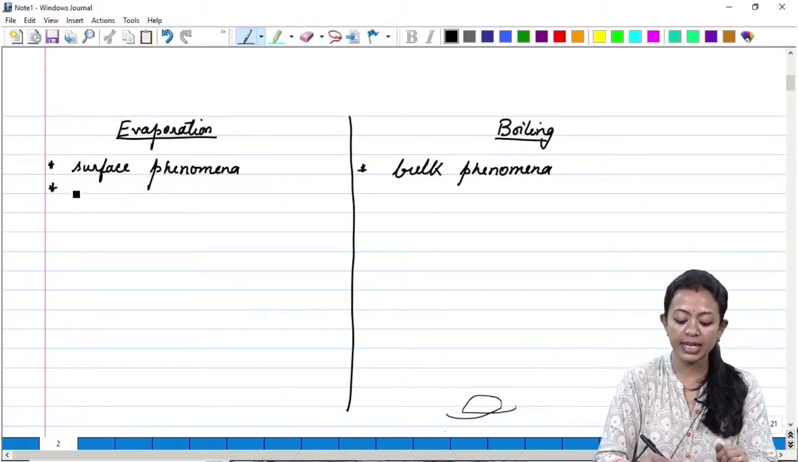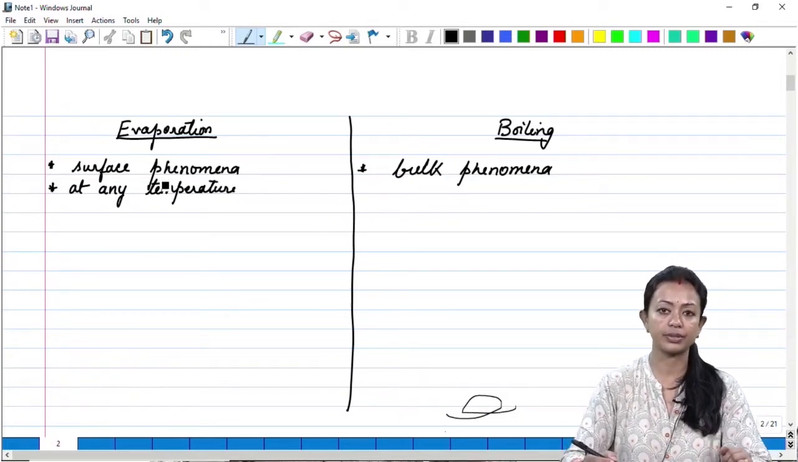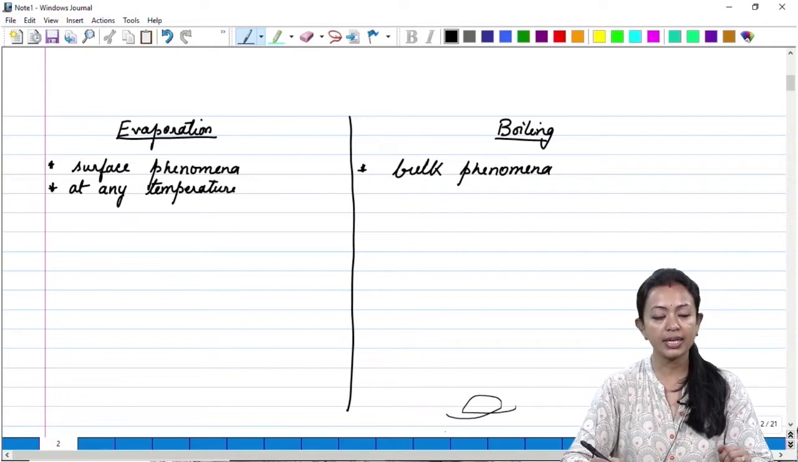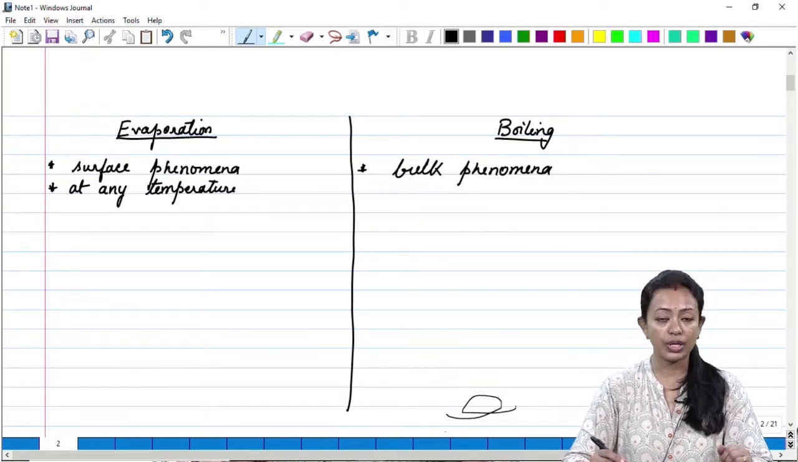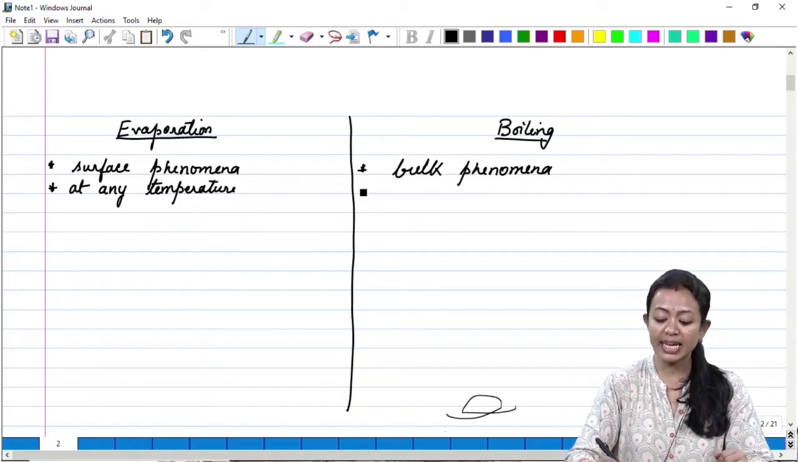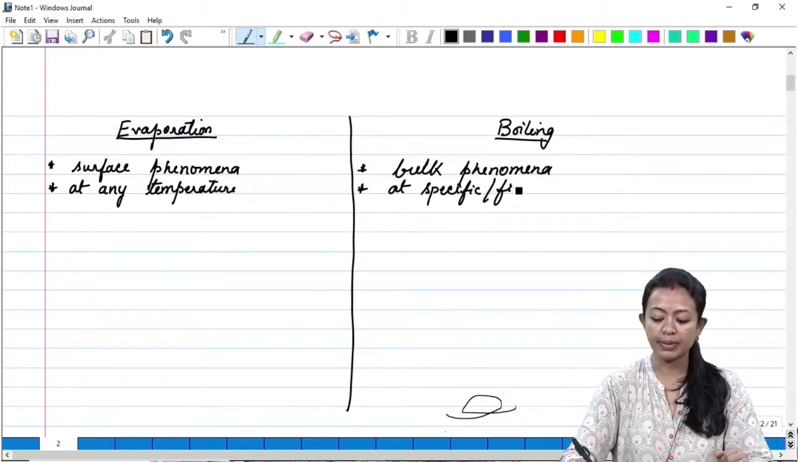Next, evaporation can happen at any temperature. Okay, evaporation can take place at any temperature, even at low temperature, even at higher temperature. The only difference is, at a lower temperature, the rate of evaporation or the extent to which a liquid is converting into the gaseous state may be less, whereas if you raise the temperature, the extent of evaporation may increase. Whereas in case of boiling, it happens only at a specific or fixed temperature.